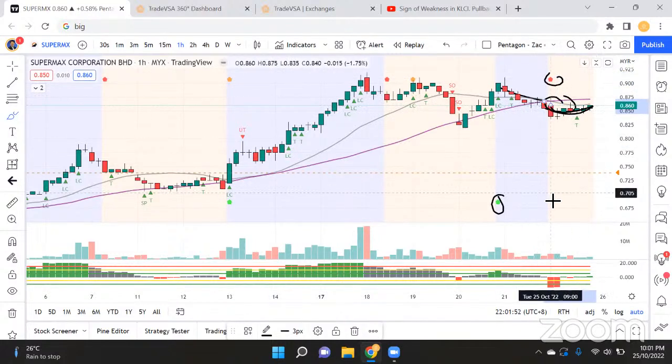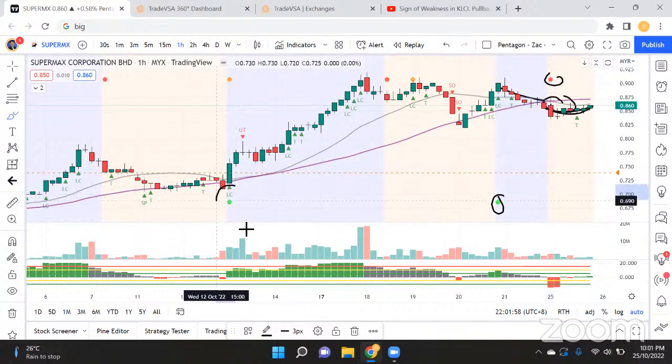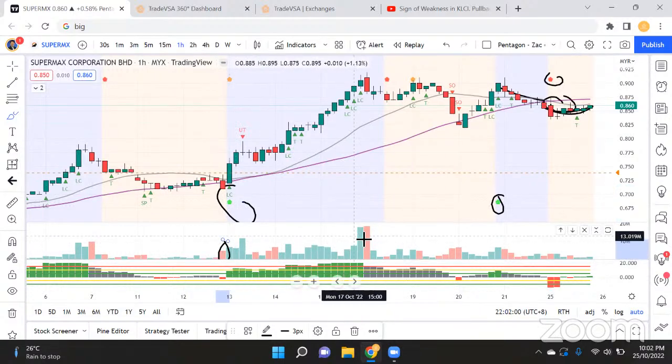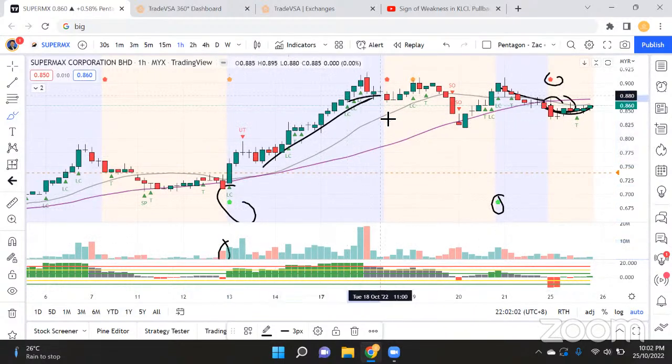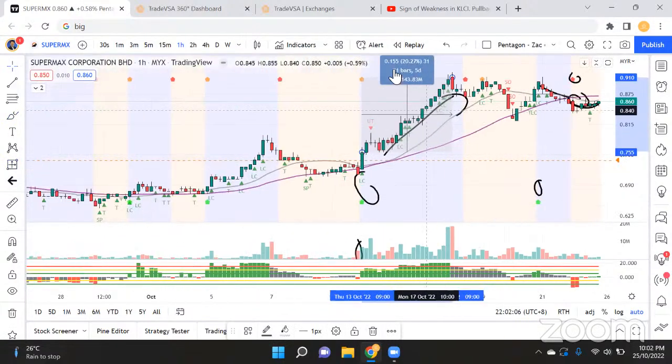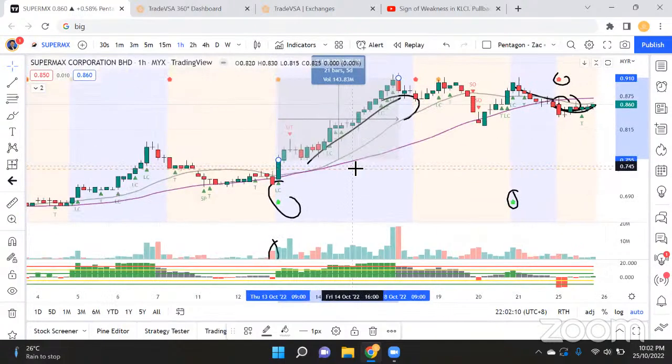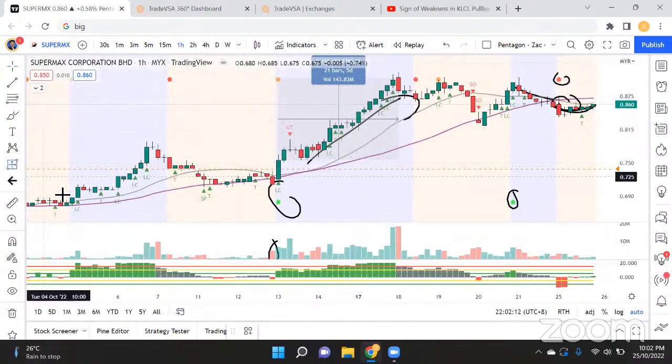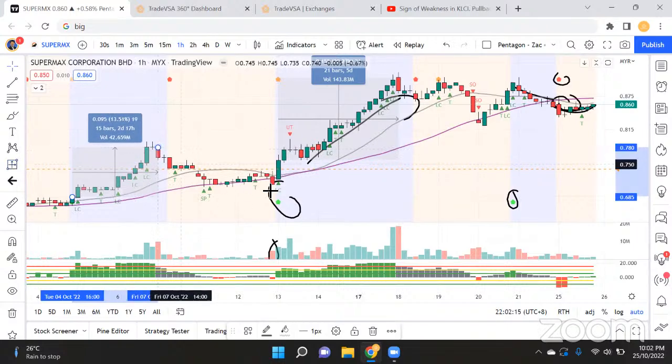For the next one, with a green pentagon, make sure it comes with greater volume. For example, here is a pretty good one. The volume is obvious, so they can actually make a follow through. From here to here, you can get around 20%. So again, we're aiming for a quick profit type of trade. I'm actually looking for around 10%.